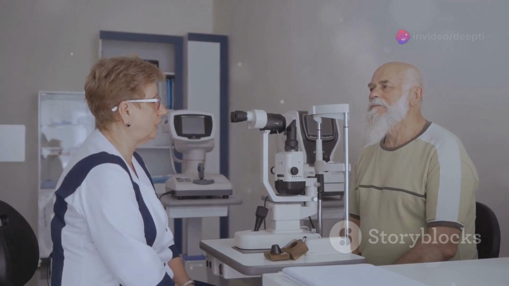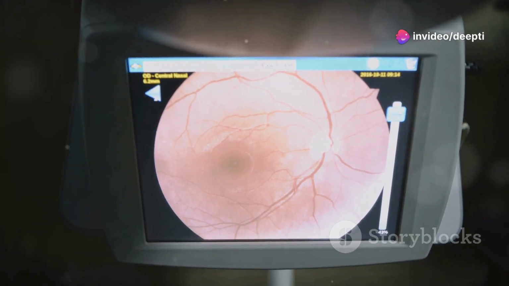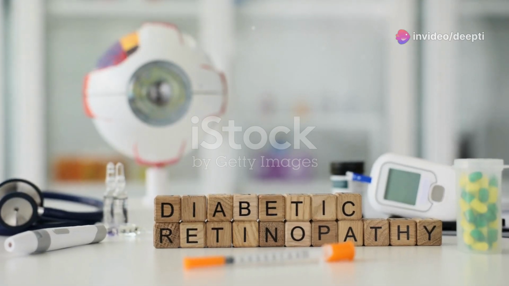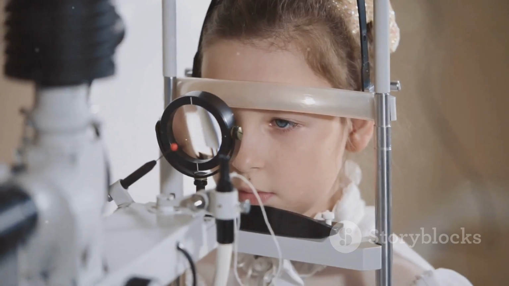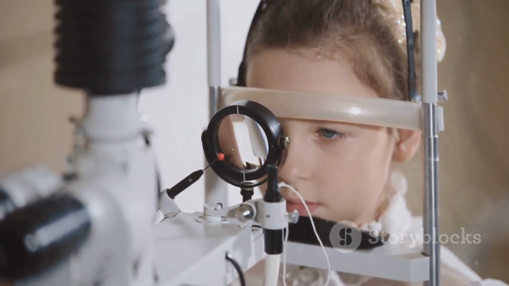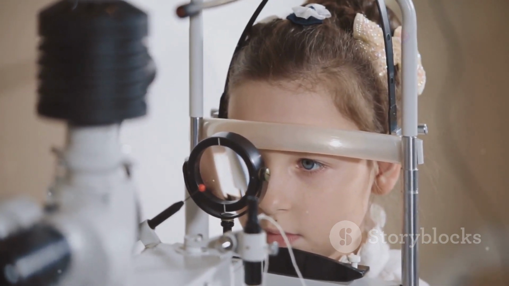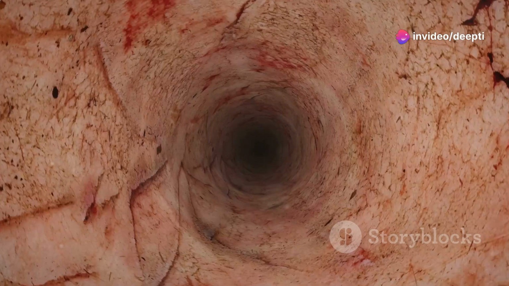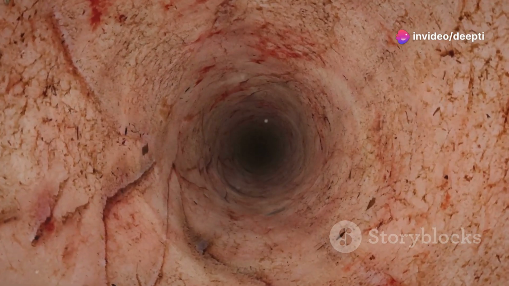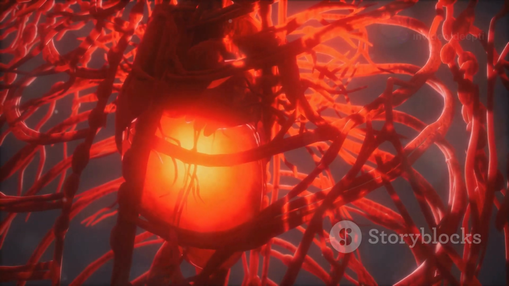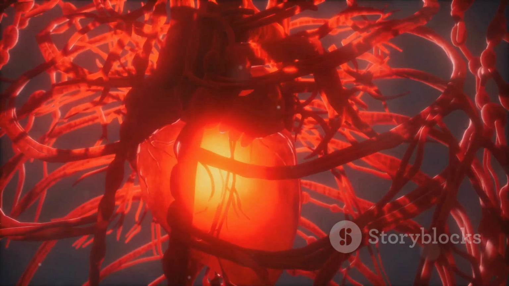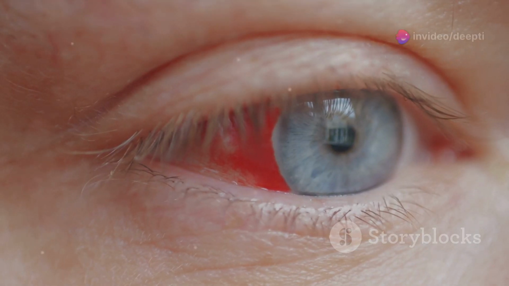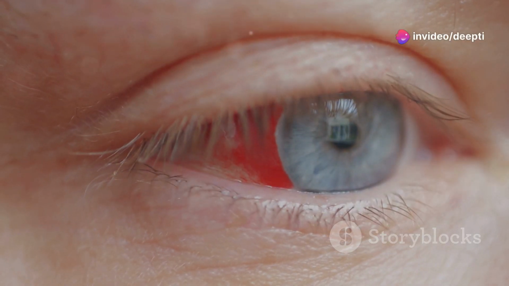Diabetic retinopathy occurs when high blood sugar levels damage the tiny blood vessels in the retina. The retina is a light-sensitive layer at the back of the eye. It captures images and sends them to the brain through the optic nerve, enabling us to see. High blood sugar can weaken and damage these delicate blood vessels. This damage can cause them to leak fluid or bleed. In some cases, new abnormal blood vessels may grow on the surface of the retina. These changes can interfere with the retina's ability to function properly, leading to vision problems.